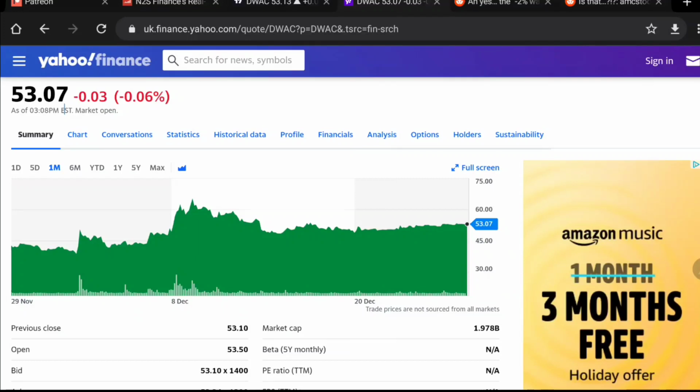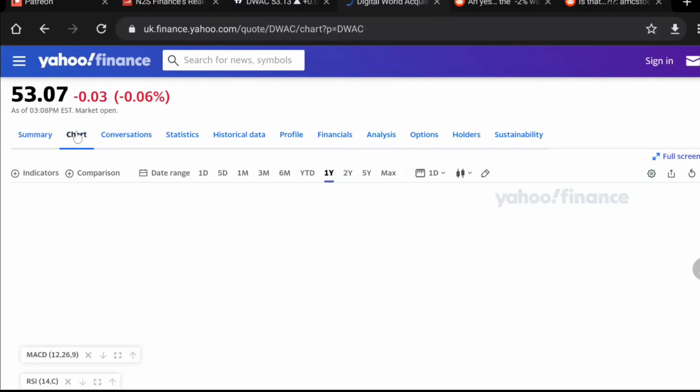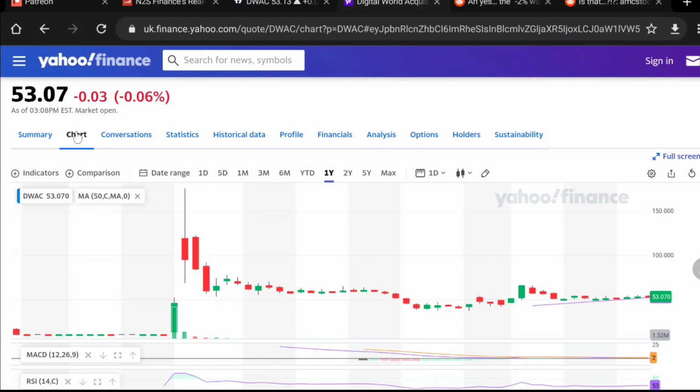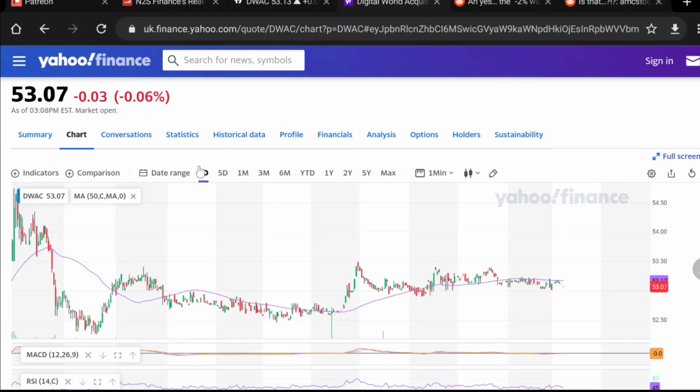But what I can do with you is go over a few of the indicators that we have, and we're going to do this over here on the Yahoo chart. Now I'm going to start us off over here on the 1 day quickly. Not too much to look at here.